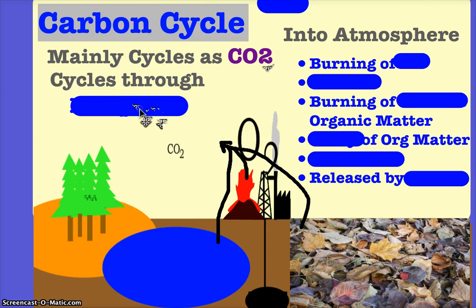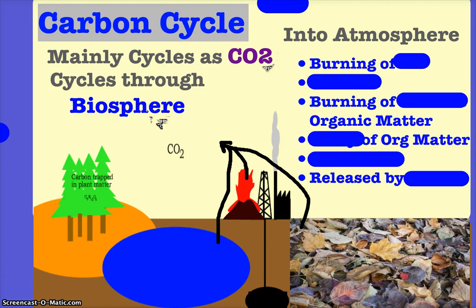But carbon mainly cycles as carbon dioxide, and it's going to cycle through all layers of Earth. There's other compounds that we're going to talk about, but mainly carbon dioxide. All of these ways are ways carbon dioxide enters the atmosphere. What are they? You've learned a couple. How does carbon dioxide get into the atmosphere?